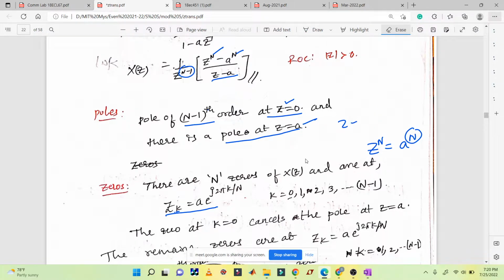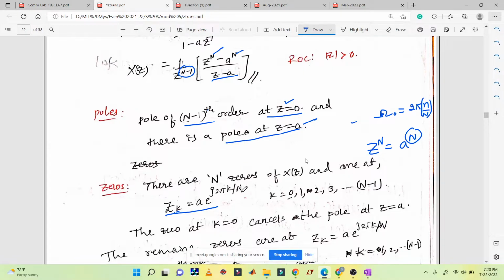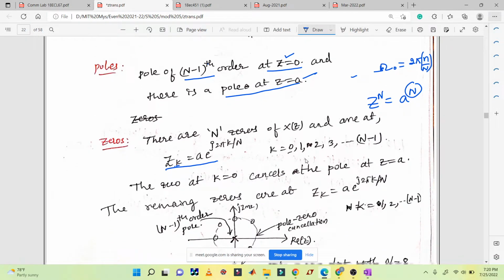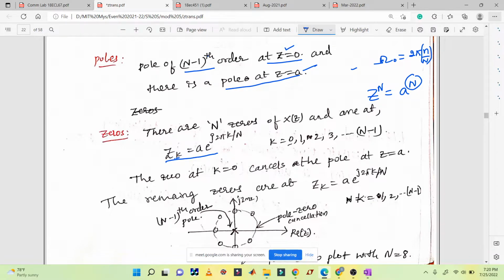How many zeros will there be? It is given by a into e to the power j 2 pi k divided by n. Omega is 2 pi. When I say omega in digital, it is nothing but 2 pi into n divided by N. Instead of n, we are using k as a variable. And another interesting point to note is the zero at k equal to 0.